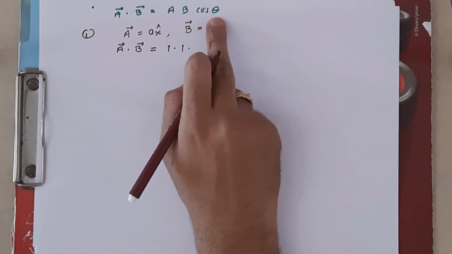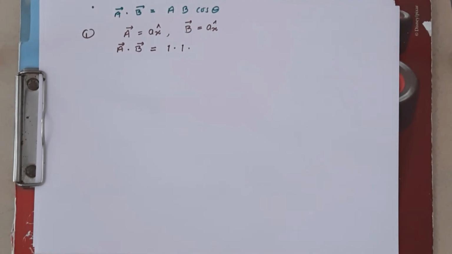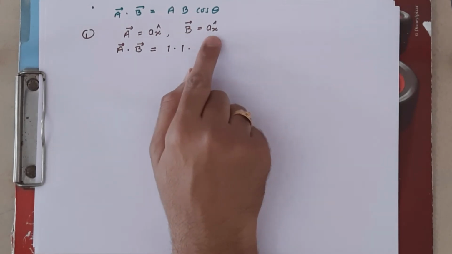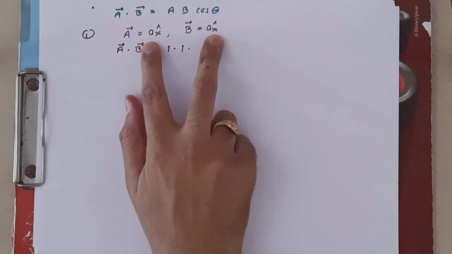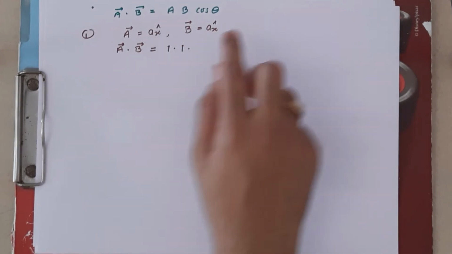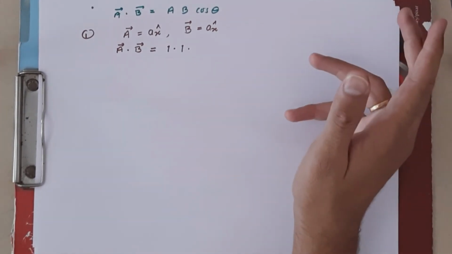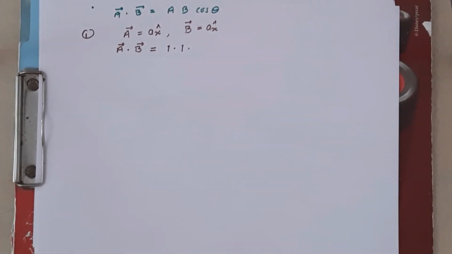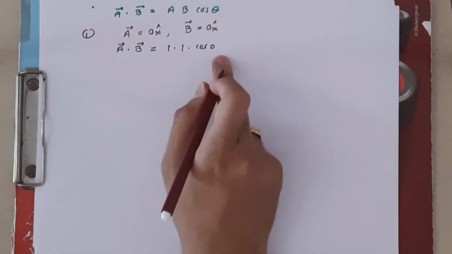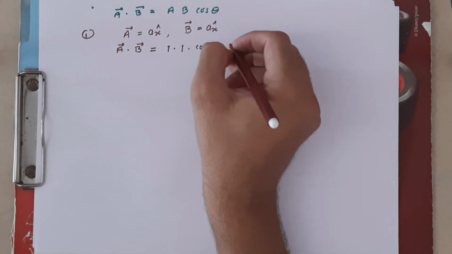And what is the angle between A and B? If you notice, A is in which direction? X direction. B is only in the X direction. So both vectors are present in the X direction. That means both vectors are parallel to each other. If two vectors are parallel, what is the angle between them? It is 0. So it is cos 0, and cos 0 is 1. So the answer is 1.